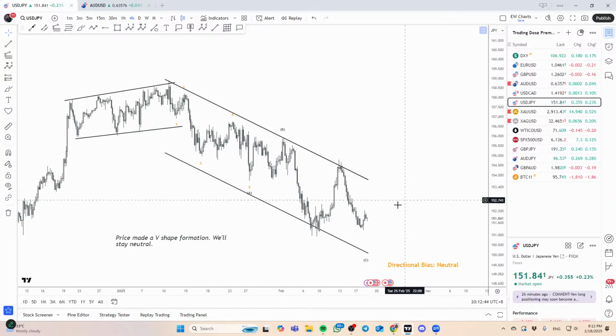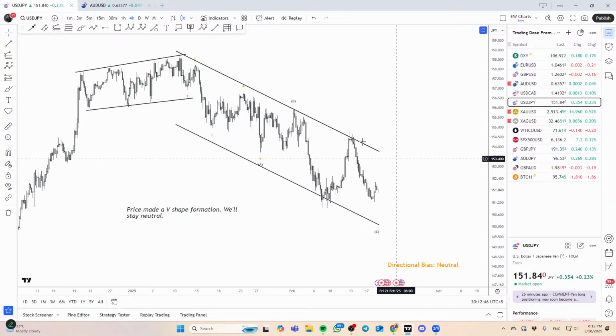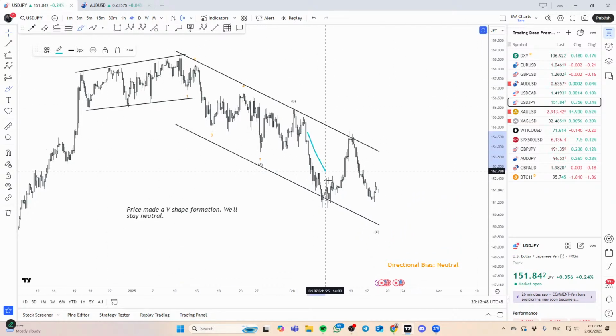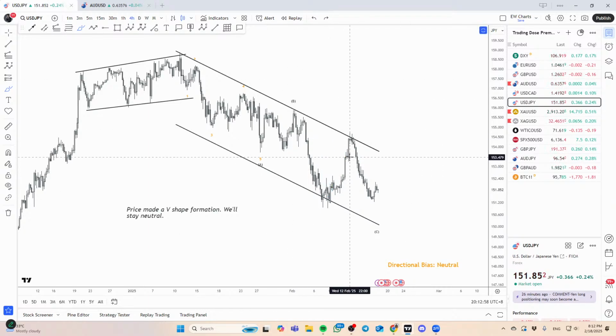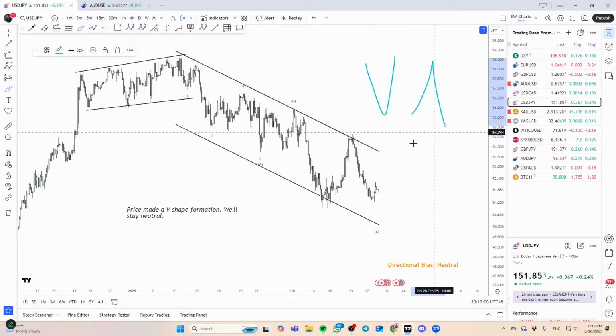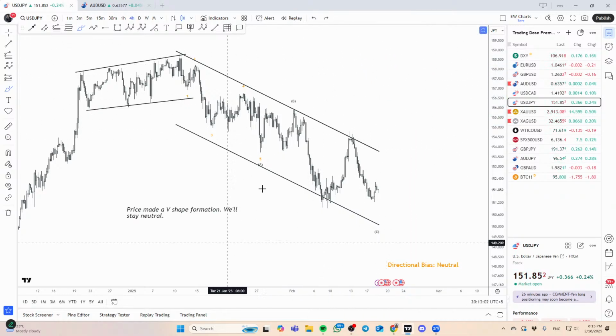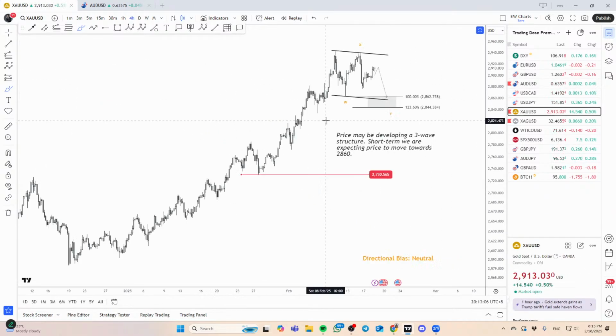Then we have the dollar yen. This will be very much neutral. We have this impulsive leg down, impulsive leg up, and then the market just came back down. Pretty impulsive, right? So overall, I'm just going to stay out of this. There's really nothing much to talk about. Whenever you get some sort of a V-shaped formation, we just give the market some time to settle down. So this one, nothing there.